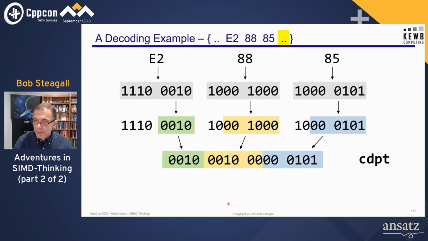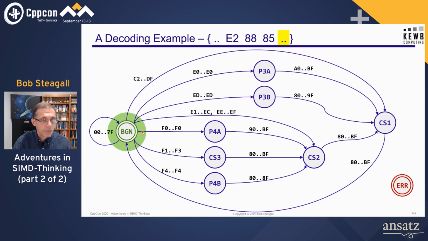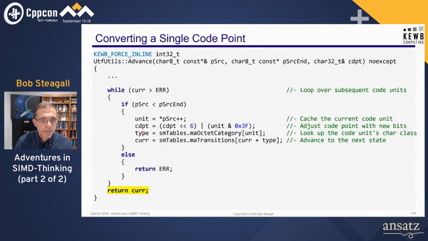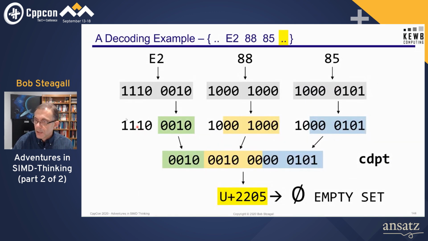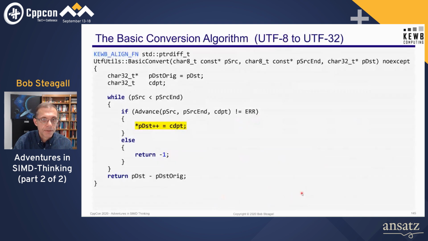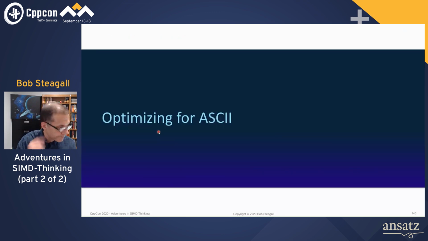And this is the result of that arithmetic. I've now shifted my original 4 bits up by a total of 12. I've masked in the lower 6 bits from my first continuation byte, and I've masked in the lower 6 bits from my third continuation byte. And I'm back in the begin state, which is also the done state. So I return the value of the code point. In this case, the code point is Unicode. They don't use hex, they use Unicode, 2205, which corresponds to the symbol for the empty set. I assign my code point into my destination array, and I go.